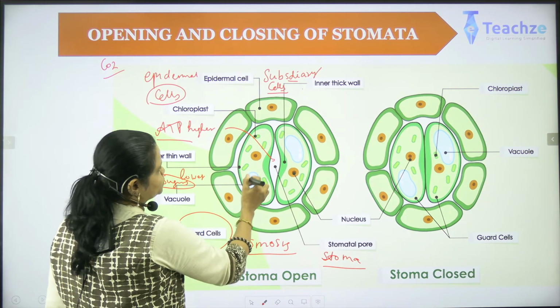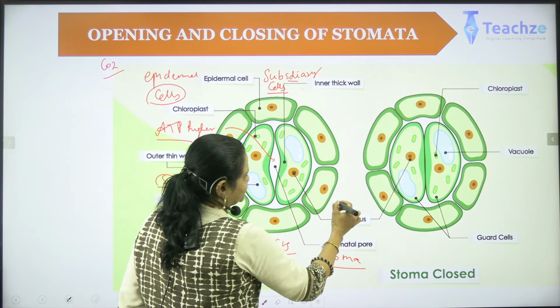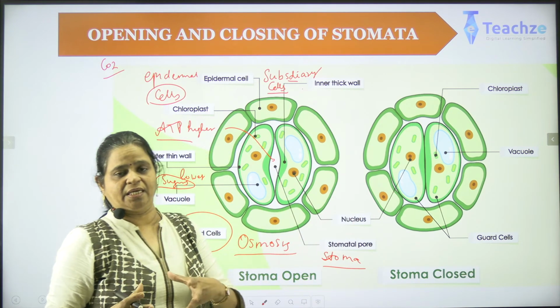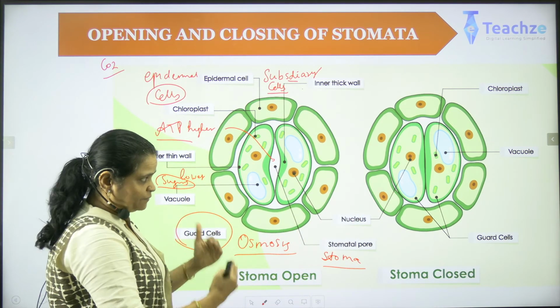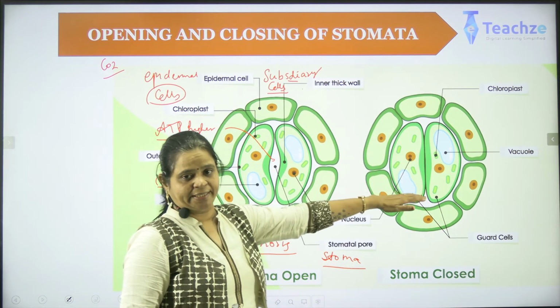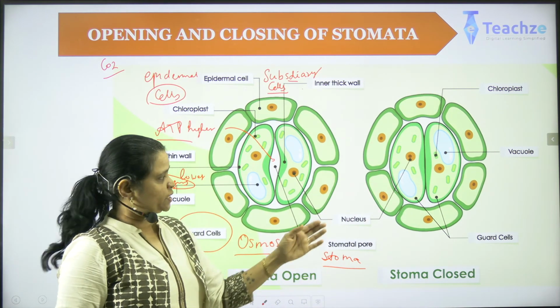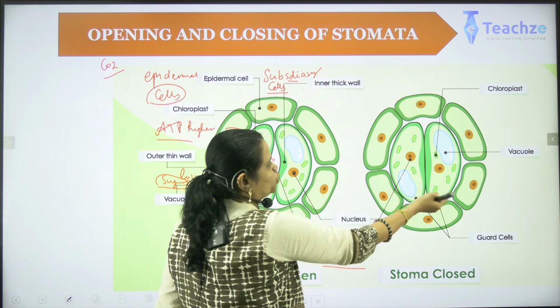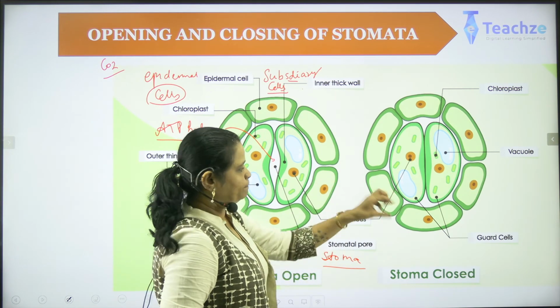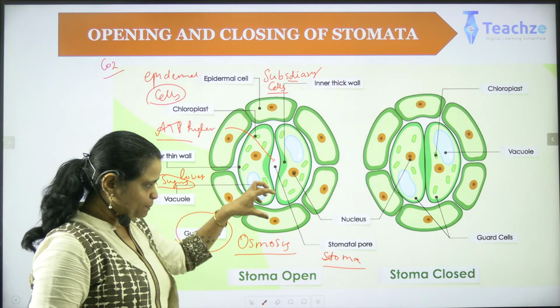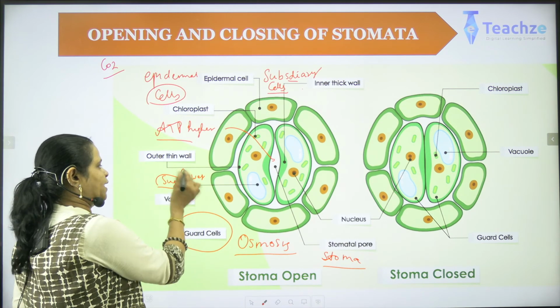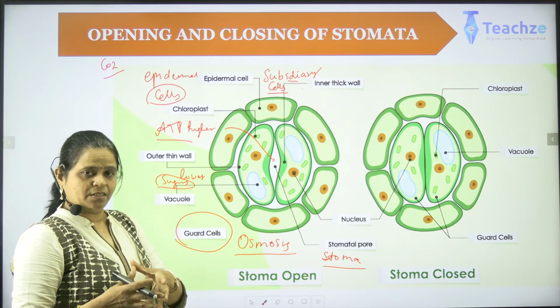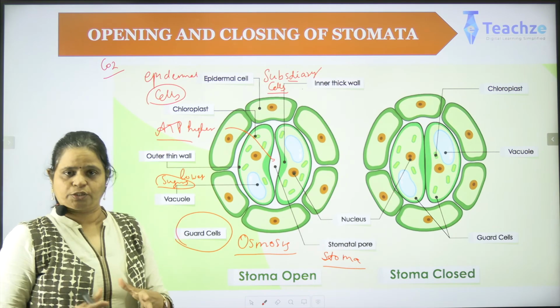So then what happens when the water goes inside? This swells up, making the stomata open. The reverse occurs during the night time, where you find more sugars outside and the water will move out of the stomata, making them closed. The simple mechanism based on the content or the concentration of sugars for opening and closing of stomata.